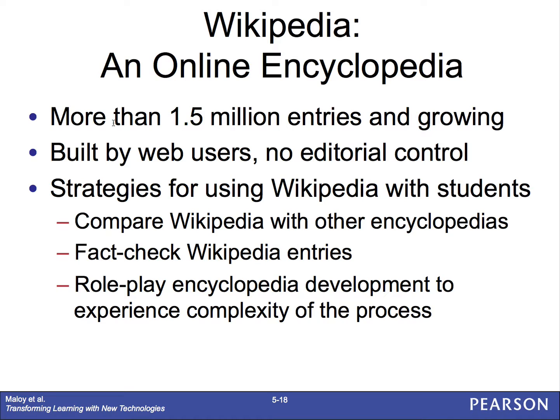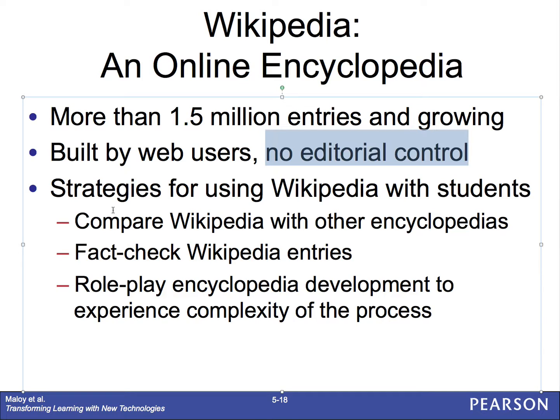Again, Wikipedia, more than 1.5 million entries and growing, is probably well over 5 million now. Built by web users, and this is the thing, there's no editorial control, and that's the problem with Wikipedia. You can fact check Wikipedia entries if you want to, and they have role playing encyclopedia development to experience complexity of the process. So that's where you go in and do a little role play and make your own wiki.